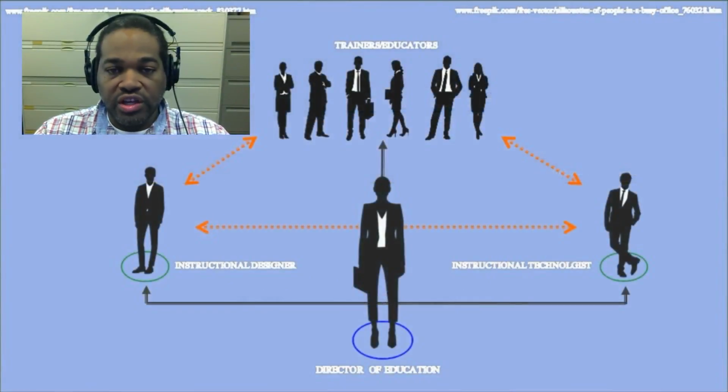The Director of Education is positioned at the top of the hierarchical structure. The instructional designer, instructional technologist, as well as the trainers, educators, report to the director. The instructional designer, technologist, and trainers, educators maintain transparent communication between each other. In addition, the relationship between these roles underneath the guidance of the director affords unique opportunities for collaboration as it relates to the instructional modules and the learning management system.